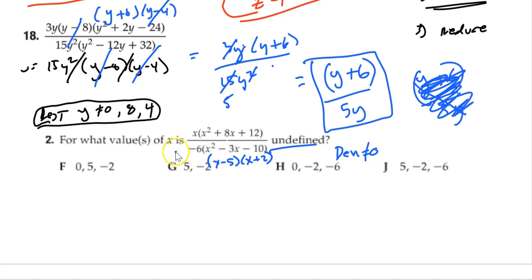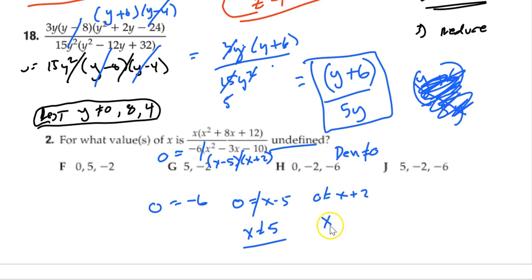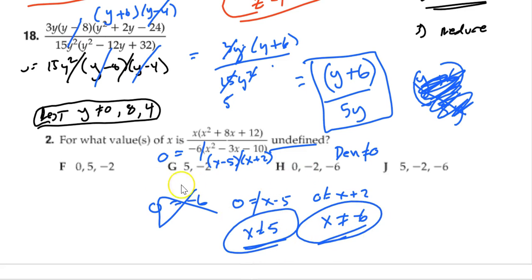Now, set the bottom equal to 0 and split it. So I get 0 equals negative 6, 0 equals x minus 5, and 0 equals x plus 2. So I get x equals 5. Well, actually I should say can't equal 5. And again, 0 equals negative 6 is not a thing, so I'm not worried about that one. Just worry about these. So 5 and negative 6, which is, why did I say 6? I found it, negative 2. I don't know why I said that. So G would be my answer. 5 and negative 2 are the ones that are undefined.